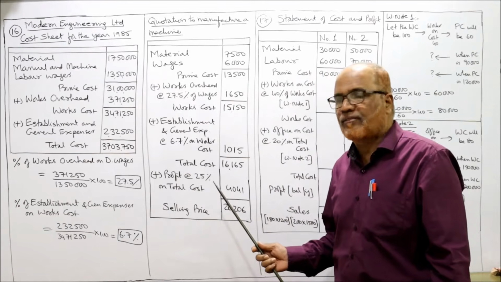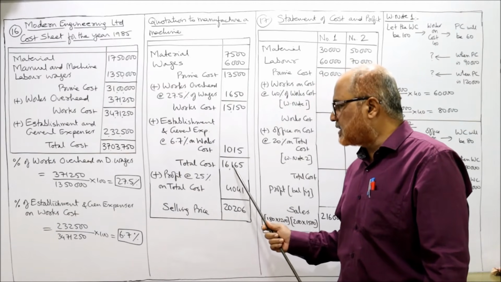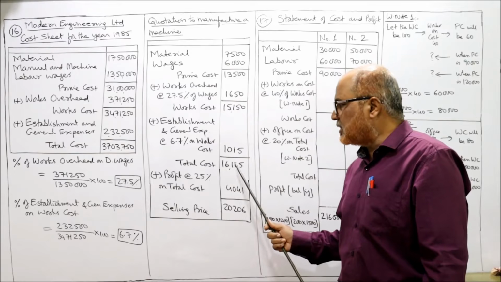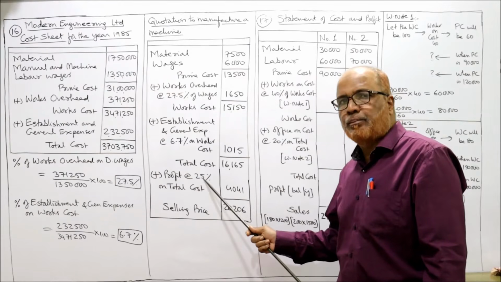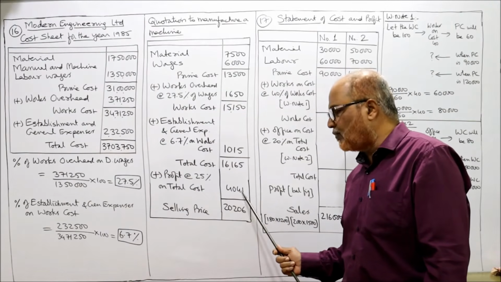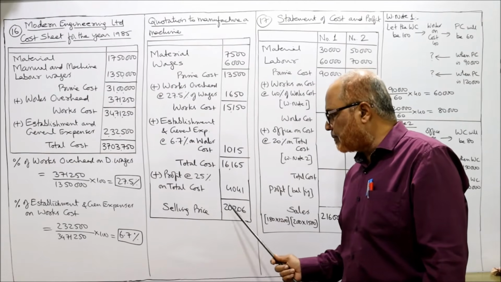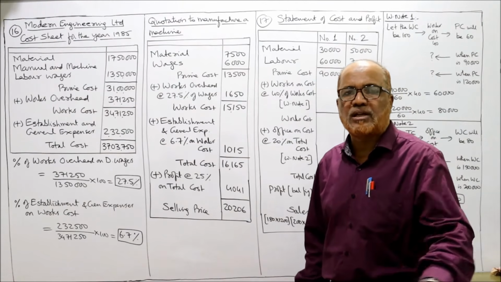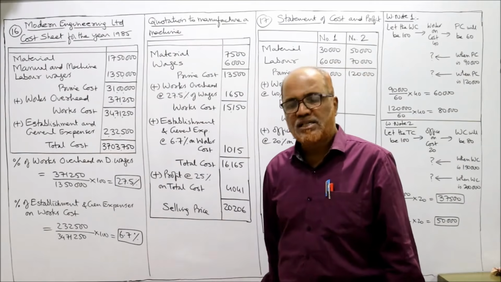Total cost already we have. How much is the total cost? 16,165. So 16,165 into 25%, you will get 4041. Now you add up, selling price is 20,206. That's all. So this is the problem number 16.